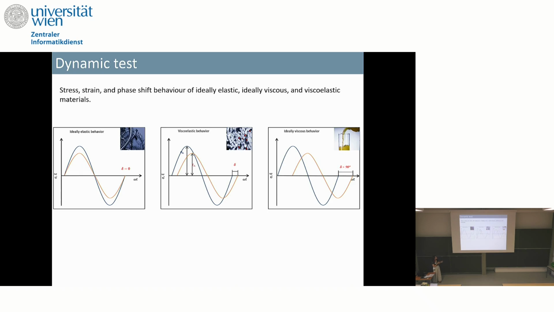For example, a stress that is sinusoidal, and for an elastic material, what we expect is a strain that is in phase. What happens for a fluid material? We apply again a stress, and the strain is going to be shifted by 90 degrees. So we have a phase lag of 90 degrees, what is called delta. And for a viscoelastic material, this delta is going to be between 0 and 90 and depends on the material.